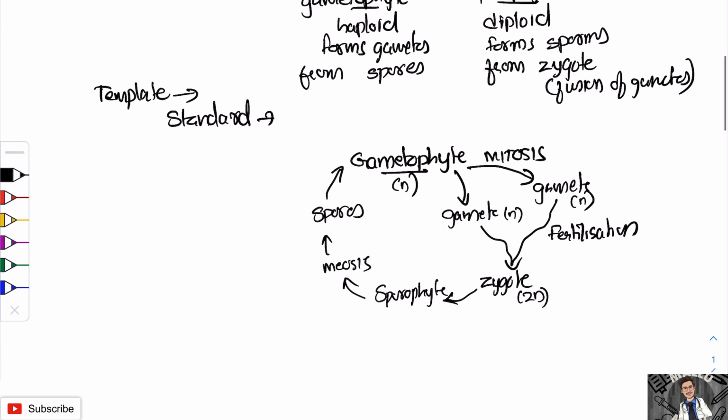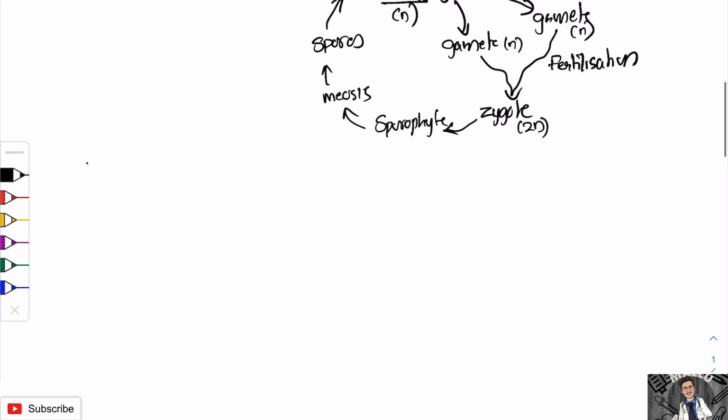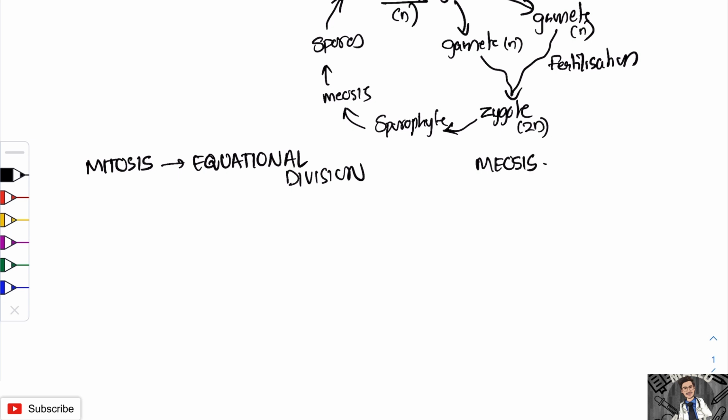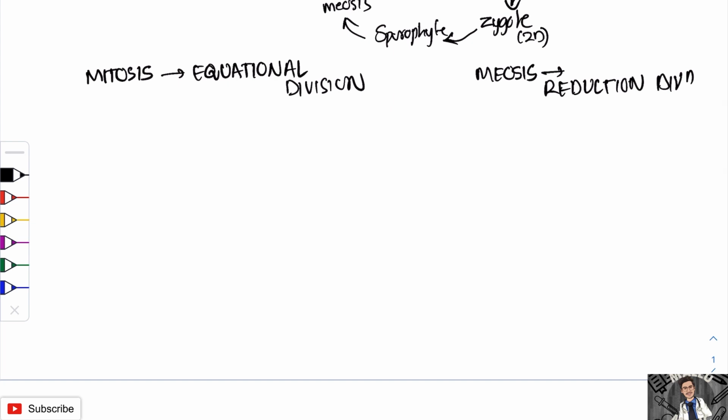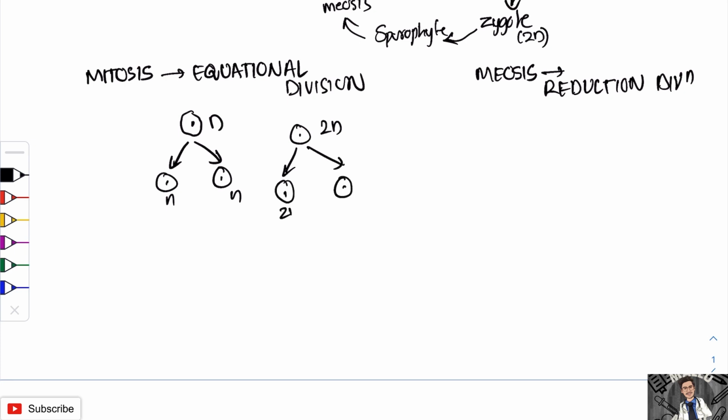So I hope you know what's mitosis and meiosis, but I'll just give you a quick overview. Mitosis is the equational division, whereas meiosis is reduction division. For your convenience, let's understand it better. If we have a diploid structure or a haploid structure, when there is mitosis, there is an equational division. Like from one haploid, you get two haploid structures. And if it's a diploid, then you get two identical copies, 2n, 2n.